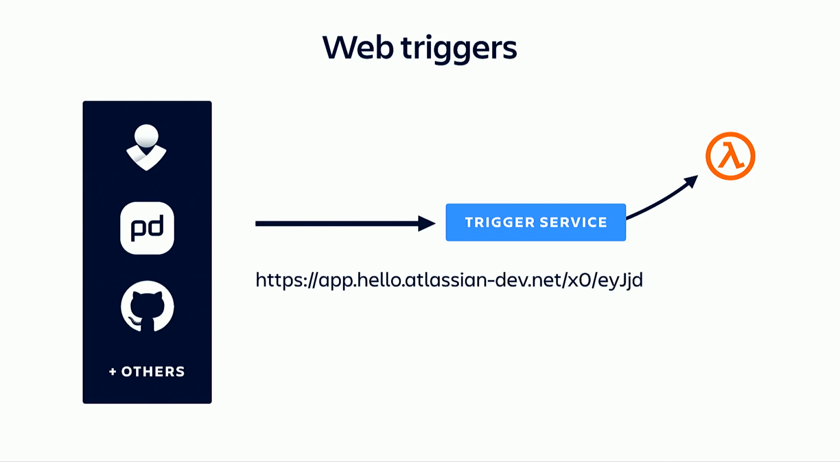So many products like GitHub, PagerDuty, and others allow you to configure a webhook. A webhook is a way of notifying an integration, in this case Forge applications, when some event happens. For example, somebody may create a pull request in GitHub. When the event is triggered, the application will make a request to a URL defined by us and send the details about the event itself. The request will go to the trigger service, and it will invoke a specific function in the application that is interested in the webhook. And this URL is generated by Forge.